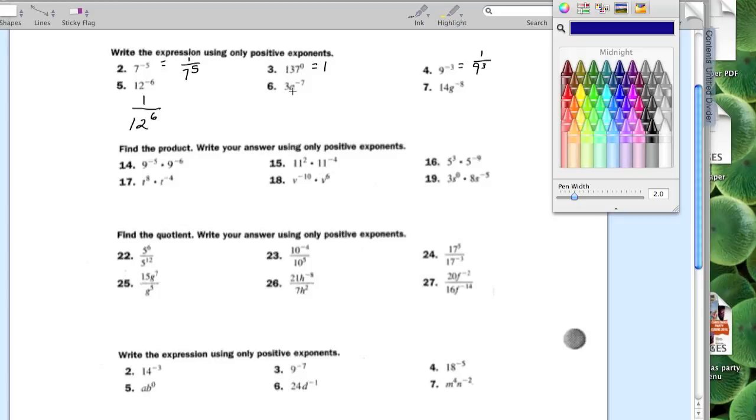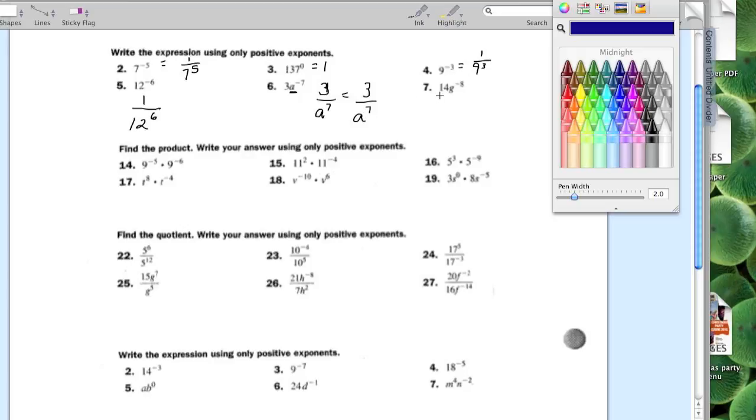And number 6, my base is a, so I can take care of that first, and I'm going to get 1 over a to the 7th, because it's positive now. But that 3 is just a coefficient, so it's not connected, so 3 is going to stay in the numerator where it was, and that's my final answer, 3 over a to the 7th.